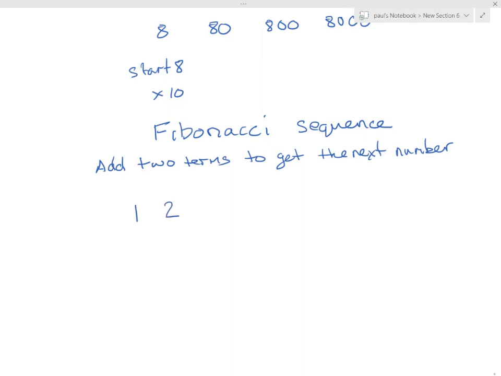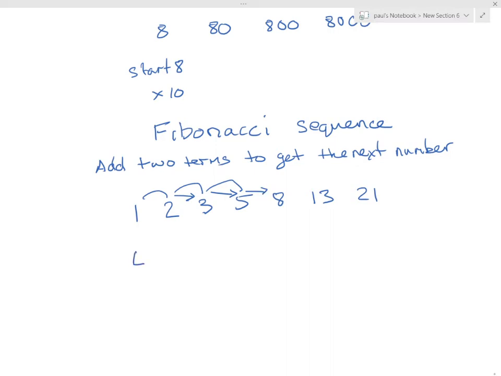So we add these 2 together to get 3. Then we add 2 and 3 to get 5. We add 3 and 5 to get 8. And we add 5 and 8 to get 13. And 8 and 13 make 21. A Fibonacci sequence. Add the 2 terms to get the next, and so on and so forth.